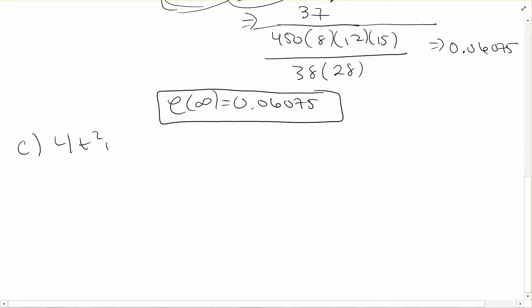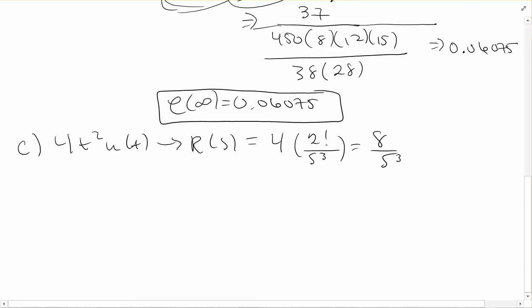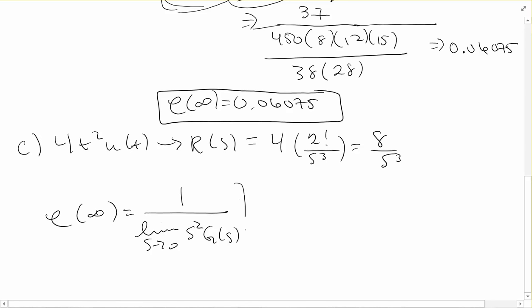So for this one we have 4t squared times u of t, find R of S, and that's going to be 4 times 2 factorial over S cubed, so that gives us 8 over S cubed. Now we get your equation for a parabolic input. We're going to have 1 over the limit as S goes to 0 of S squared times G of S. I'm going to multiply that by 8 again, because remember now we have this 4 term here, which leads to this 8, so that 8 needs to come down here.